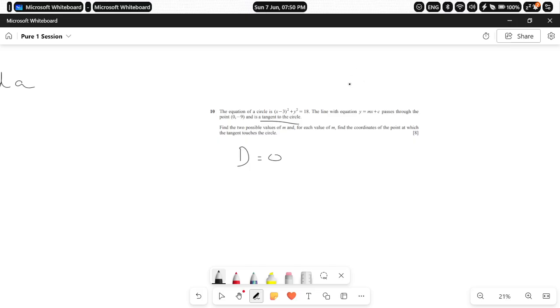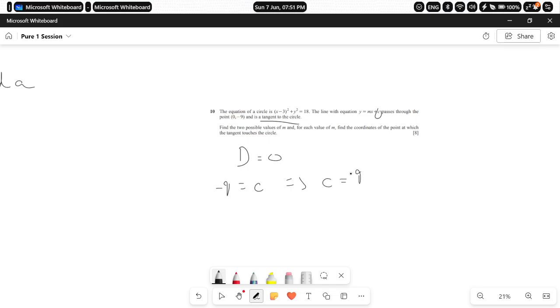Wait, hold on, you also have c, which is unknown. Equation of a circle is this. The line with equation this passes through the point this. Okay, yeah, so you just rewrite c in terms of m in that case. So you just do minus 9 is equal to c. Yeah, that gives you your coordinates.